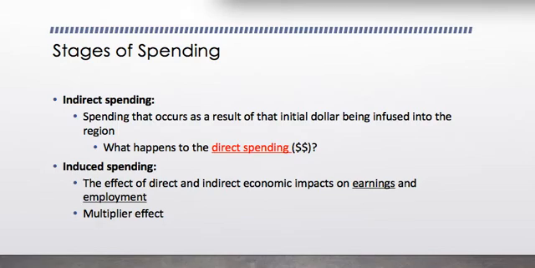Okay, so we've looked at direct spending, right? That's the initial dollar going into the community as a result of a sports event. Now, there are two other stages of spending that I want us to look at here. This first one is indirect spending. So as you can see here, this is any spending that occurs as a result of that initial dollar being infused into the region. So if we were in class together, I would typically get out a $20 bill and hand it to one of you.